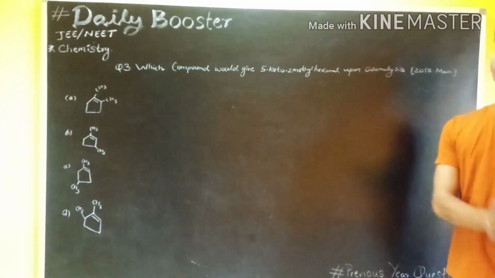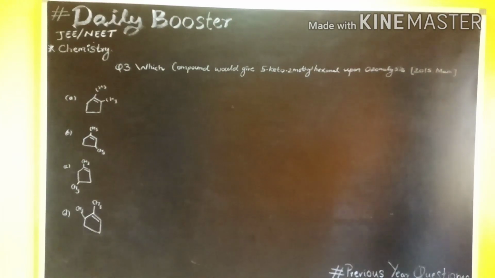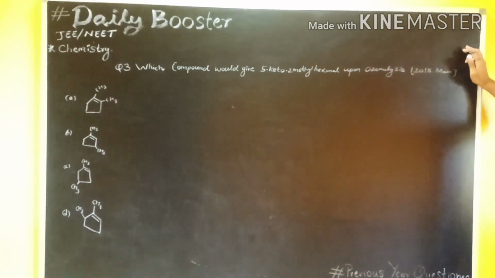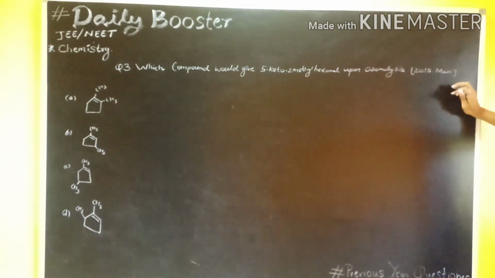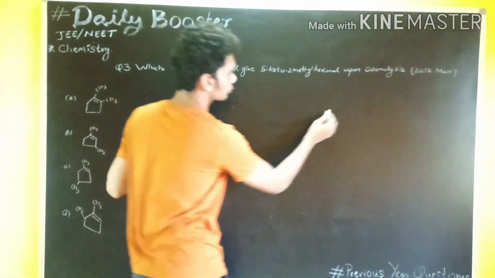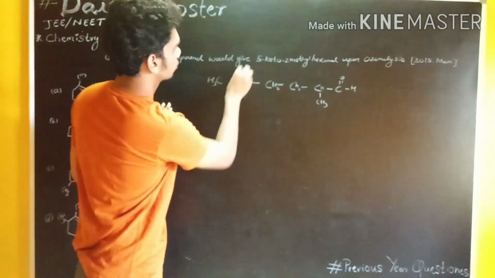Okay, let's move on to the third question. Which compound would give you 5-keto-2-methyl hexanal upon ozonolysis? This was asked in 2015 mains. The options are listed below. Now, this is a question which is very easy but time consuming, so we are going to solve it by the cancellation method. What we want is 5-keto-2-methyl hexanal. So let's draw the structure of that. Six carbons should be there.